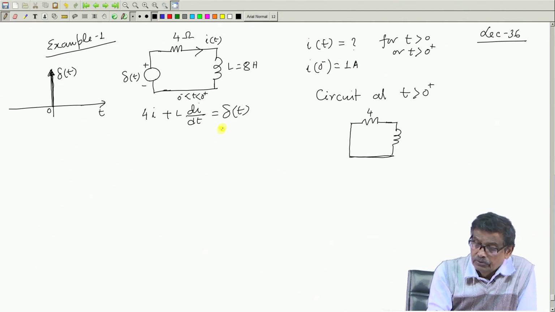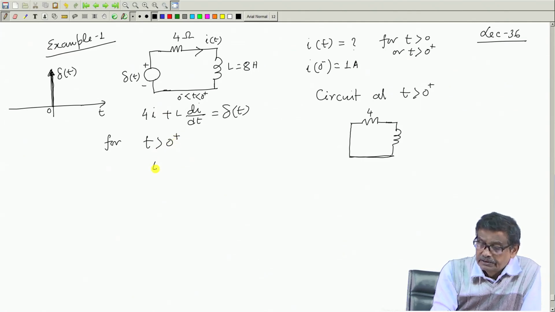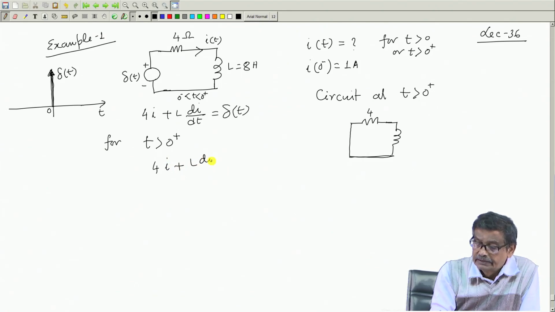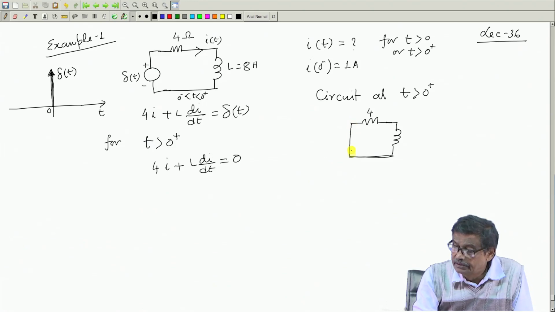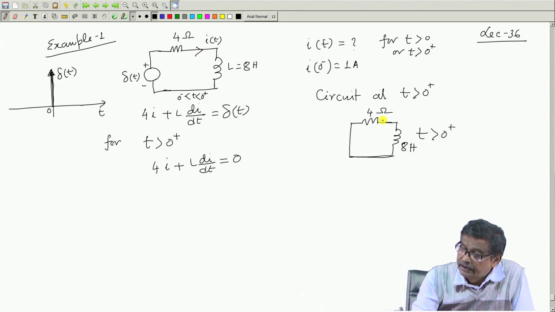What happens is this one. Now, for t greater than 0 plus, what will be the equation? I will straight write 4 I plus L d I dt, and I am allowed to write it to be 0 because now this is for t greater than 0 plus. This is 8 Henry and this is 4 ohm. This is the situation and this current I want to find out, I t.